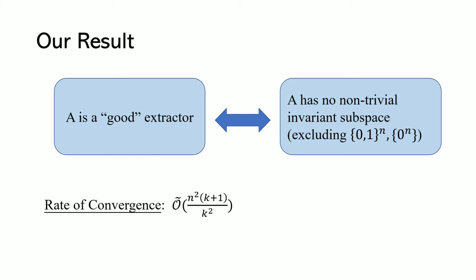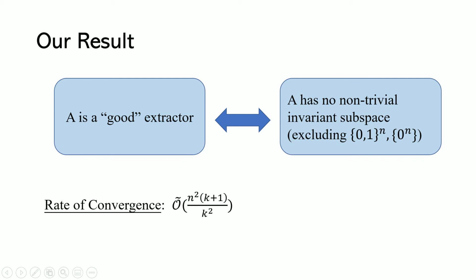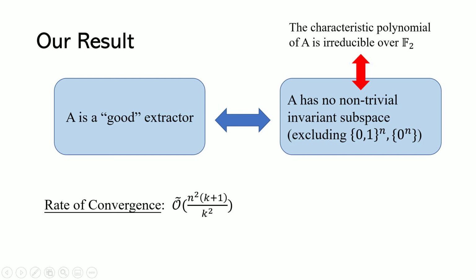While the property of having a non-trivial invariant subspace might seem rather opaque, it's actually easy to check. Linear algebra tells us that A has no non-trivial invariant subspace if and only if its characteristic polynomial is irreducible. Additionally, there are very sparse matrices A having this property.